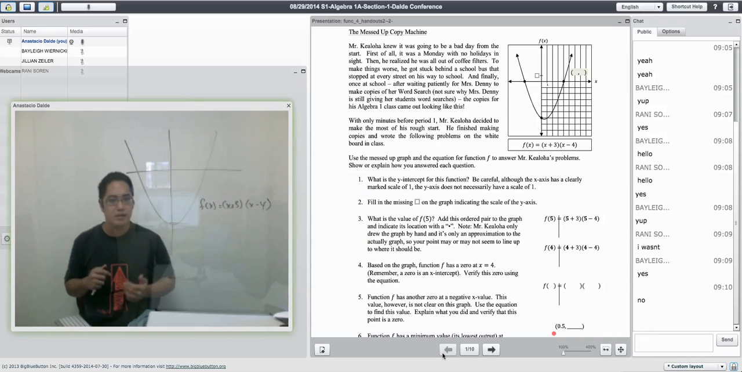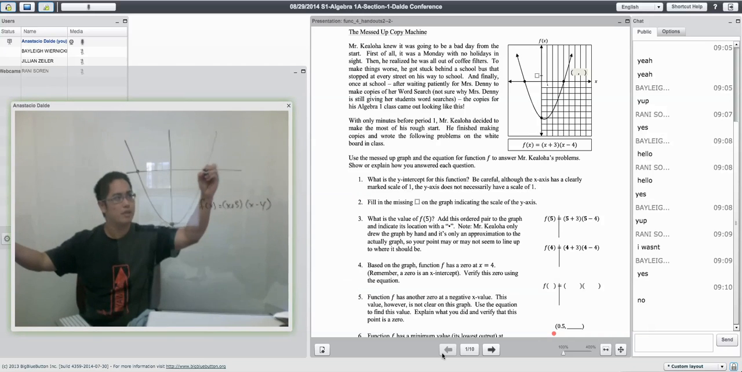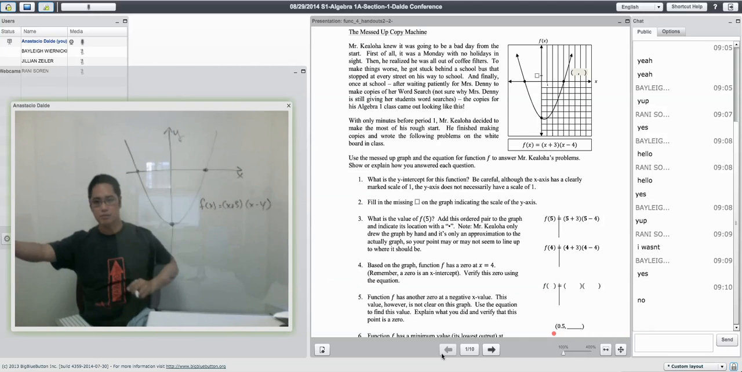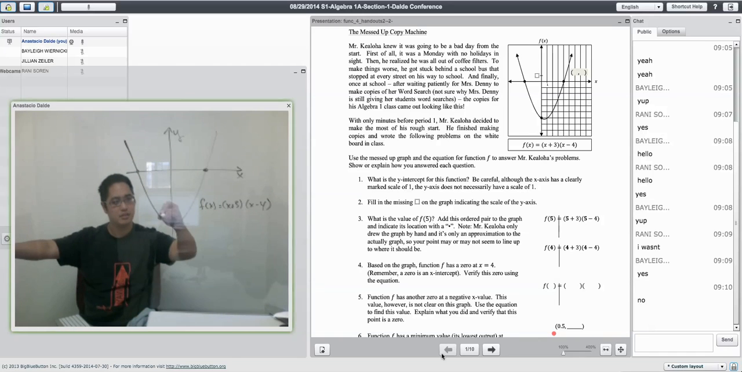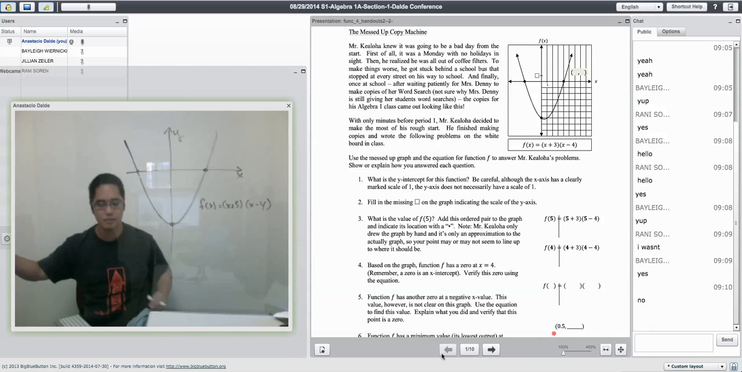What is the y-intercept of the function? First of all, let's identify where the y-intercept is, and then all we have to do is zoom in and count it. I'll give you 3 options: point 1, 2, or 3. By the way, this is the x-axis and this is the y-axis. Where would you say the y-intercept of this function is? At point 1, 2, or 3? What are your thoughts?